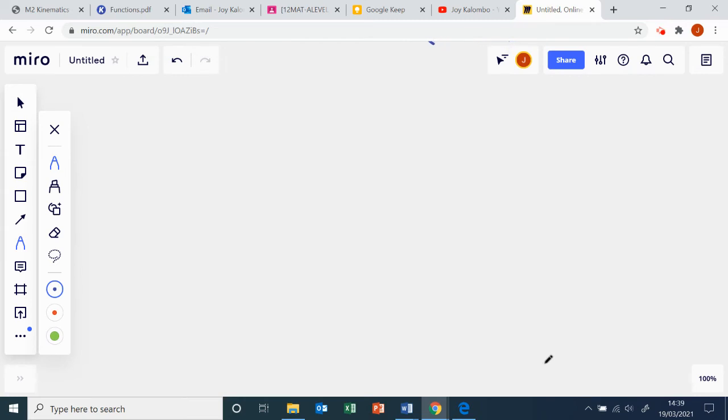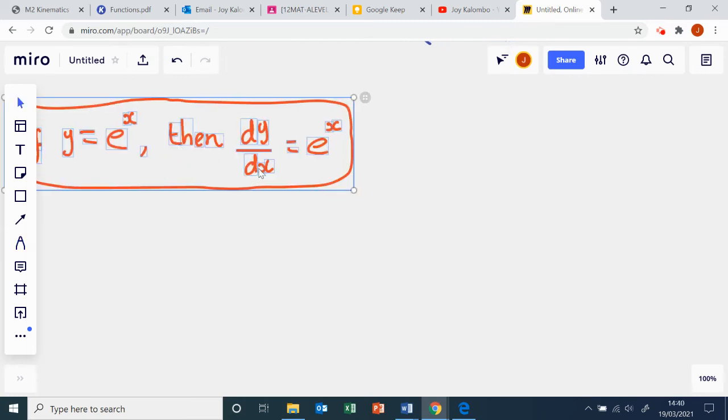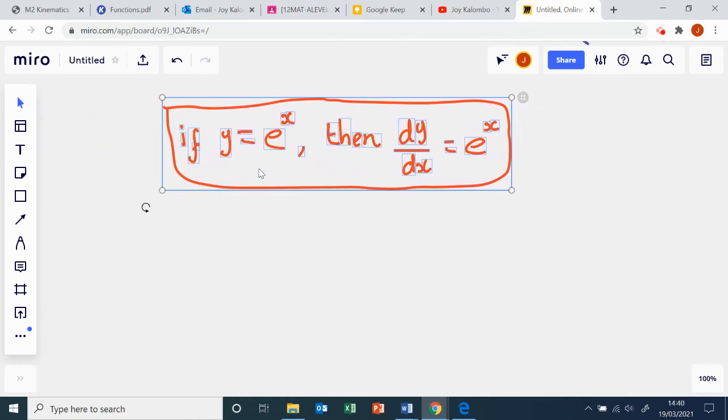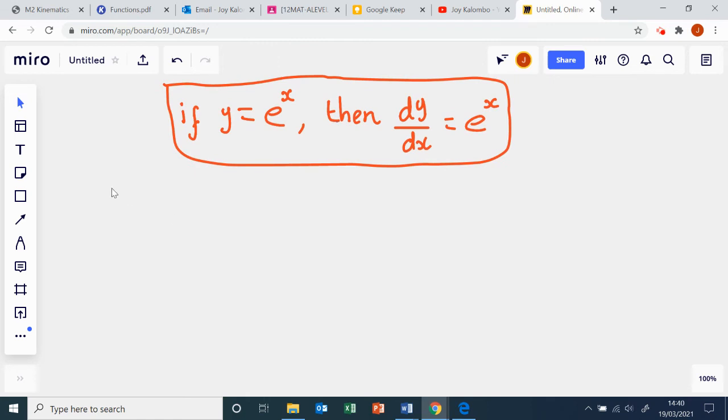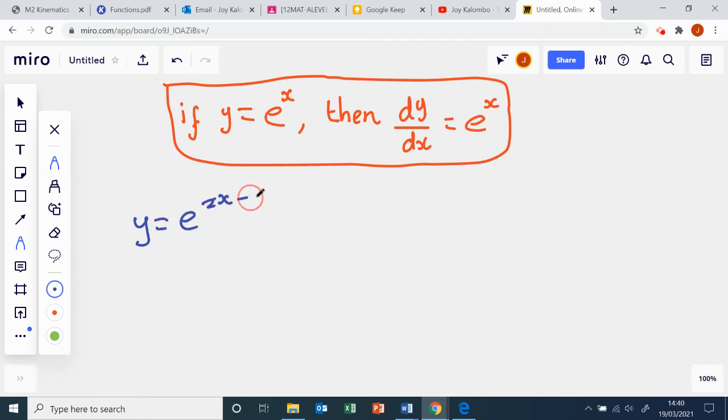Let's look at another example. So let me just write down the rule again. So boom, it's appeared. Lovely. Okay, so we've got if y equals e to the x, then dy dx is also equal to e to the x. And let's use that to differentiate this function. y equals e to the power of 2x minus 1. A much nicer, simpler example.